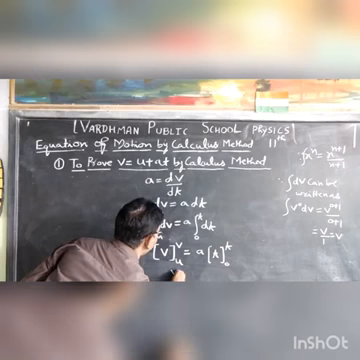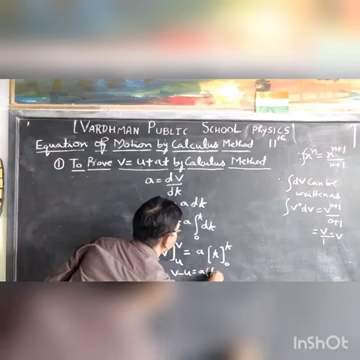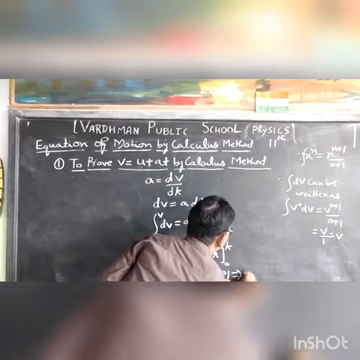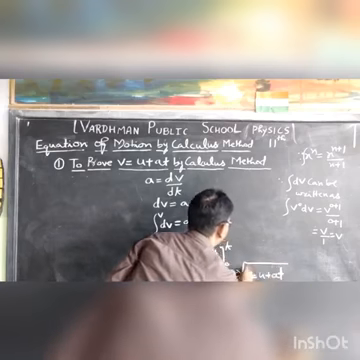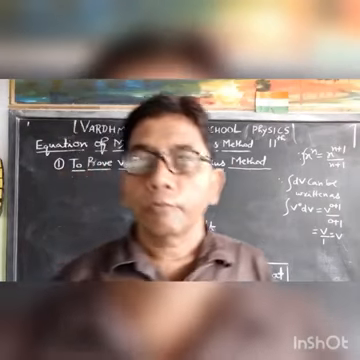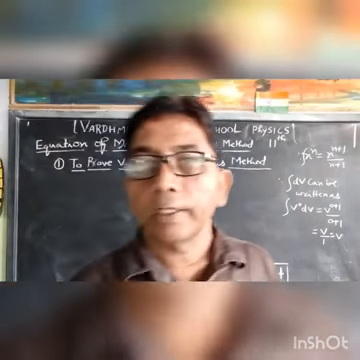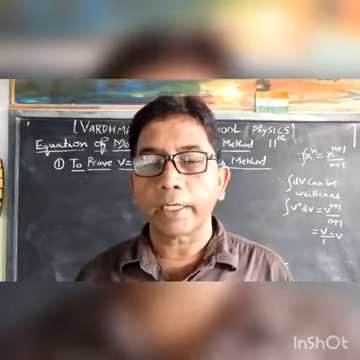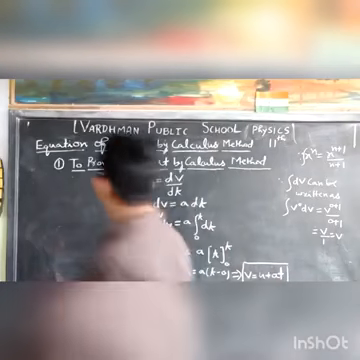That is, v minus u is equal to at minus 0. This implies v = u + at. This v = u + at is the first equation of motion by the calculus method. Now we will prove the second equation of motion, that is s = ut + ½at², by the calculus method.